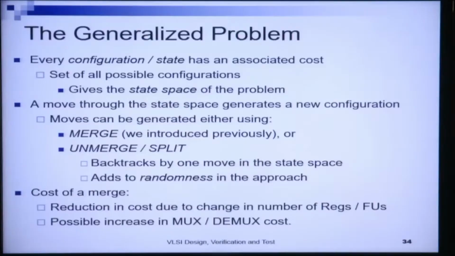So we introduced merge previously, now we introduce a split. A split backtracks by one move in the state space and adds to the randomness of the approach. So I can either merge, to obtain a lower number of functional units or registers, or split. That means I have allocated a certain number of temporary registers to a given hardware register set. Then when I do a split, this set of temporary registers will be divided into two sets, and these two sets will be implemented using two distinct hardware registers.